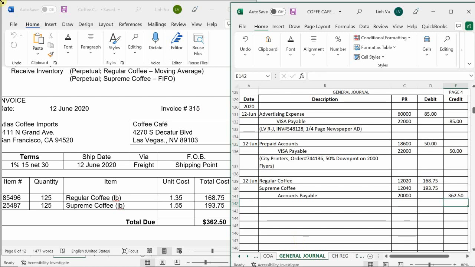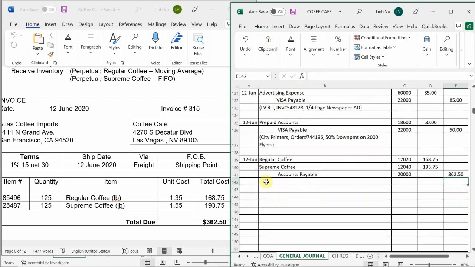Okay? So again, you have all the information that you need to finish up the description here, because who did I receive a bill from? I received a bill from Atlas Coffee Importers. Right? What was my billing number? In this case, I got billed for invoice number 315.